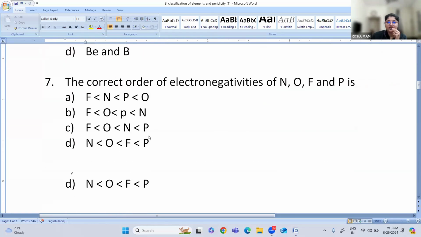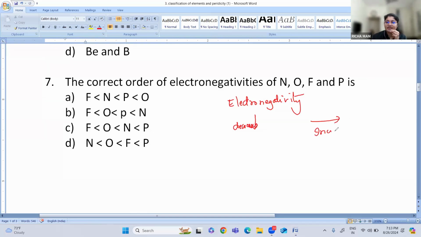Go for the next one. The correct order of electronegativities of nitrogen, oxygen, fluorine, and phosphorus is. We know what happens to electronegativity as you go down the group. Electronegativity decreases down the group, and it increases across the period.